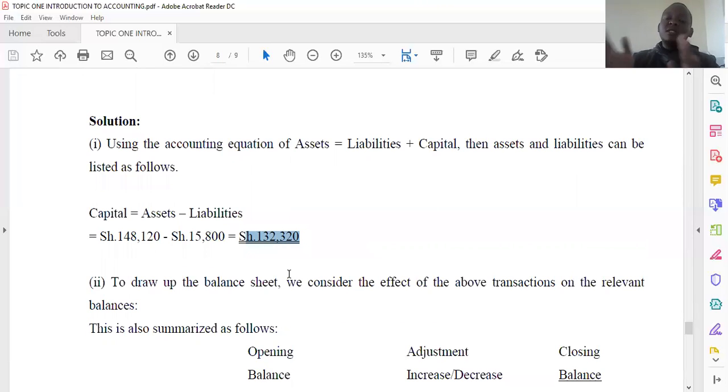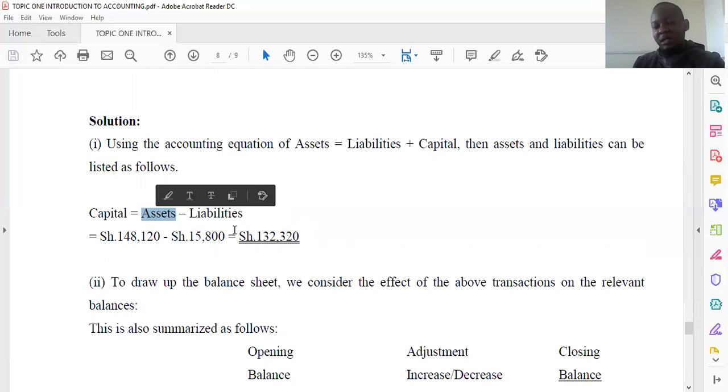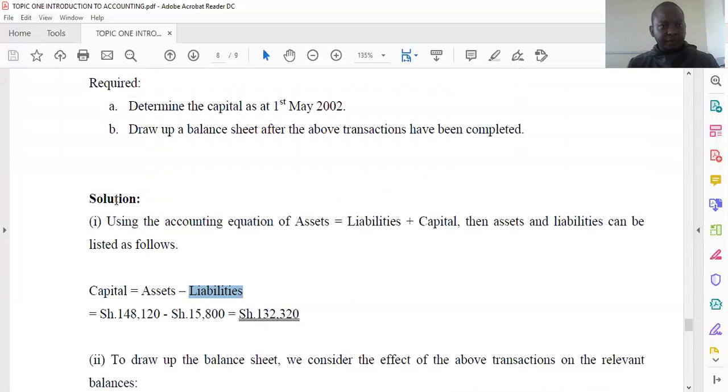So in this case, we've just played with the accounting equation. I know you are good in algebra or in equations. You can all easily see that capital is equal to assets minus liabilities, or assets is equal to capital plus liabilities, or liabilities is equal to assets minus capital. I think we can all easily see that. I hope you are together.